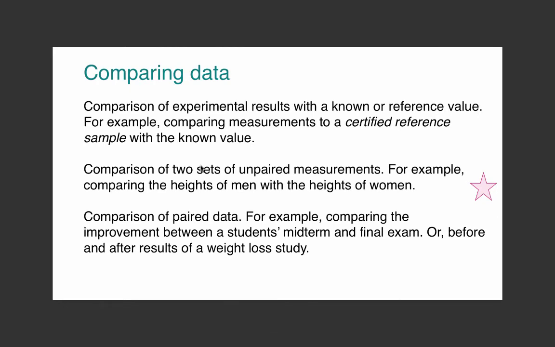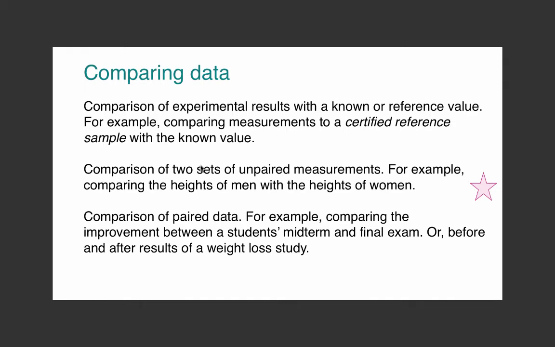Comparison of experimental results with a known or reference value, for example, comparing measurements to a certified reference sample with the known value. So you have one sample and you want to compare it to a reference value, or you have two sets of unpaired measurements. For example, you take all the students at UNE, the men and the women, two different populations, and you measure their heights. These are unpaired measurements because each measurement of a woman is not paired to a measurement of a man.